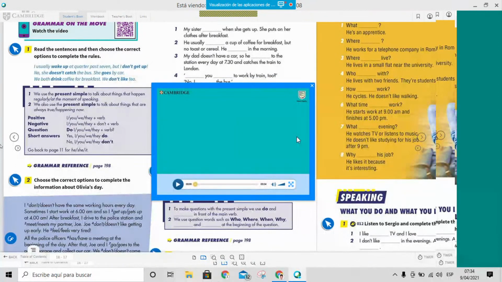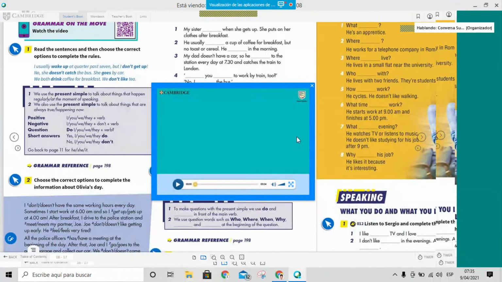Grammar on the move. Present simple. Listen to some people talking about what they do and don't do. I'm a student, so I go to college every day. Some of my lectures start at 9 a.m., so I get up at 7 a.m. I live quite far from the college, so I have lunch on the campus. After my lectures, I work in the library or go to the gym.